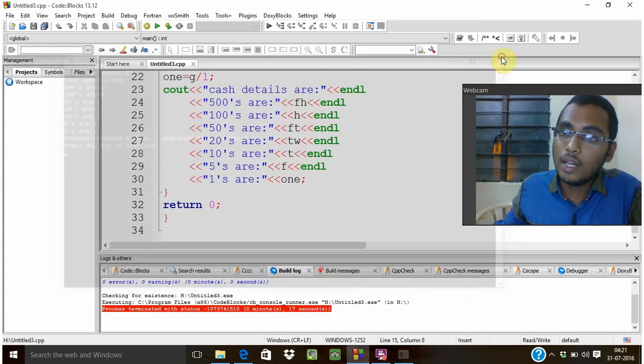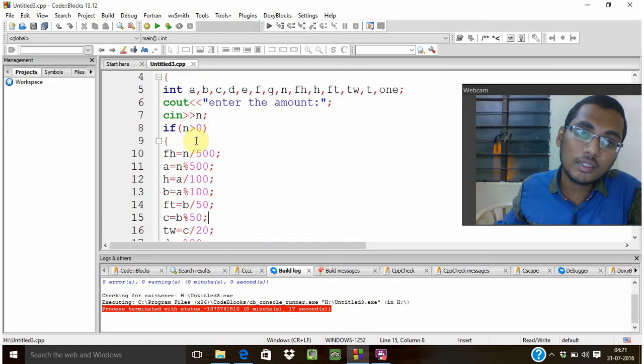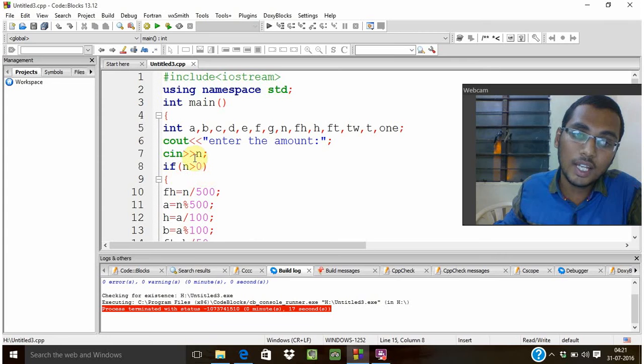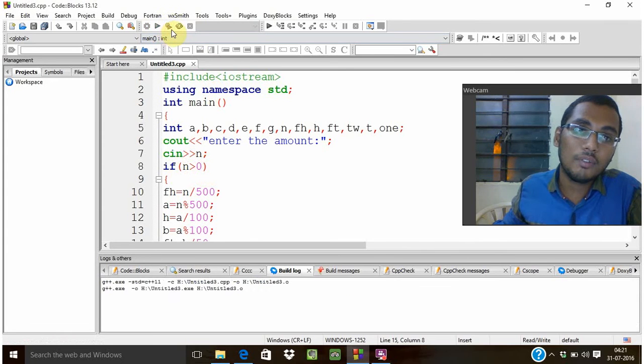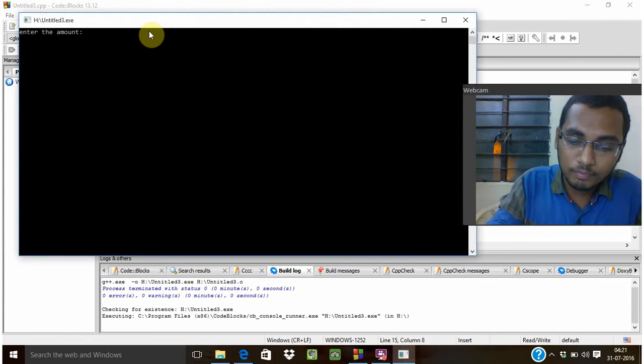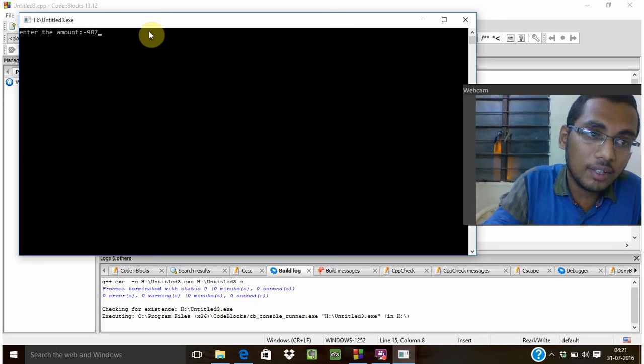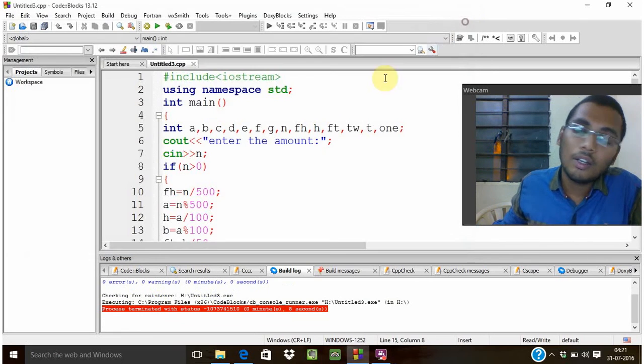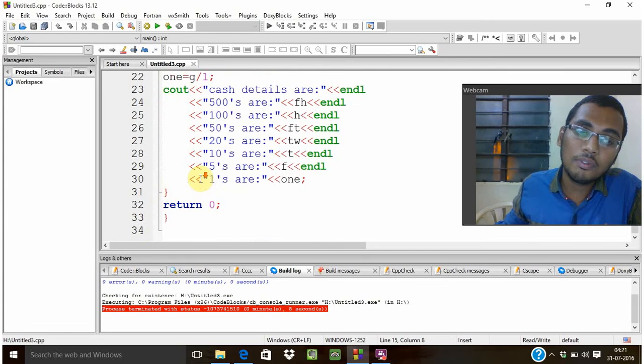And if we enter an amount that is less than 0, if n is greater than 0, this whole block will be executed. If n is less than 0, then what will happen we shall see. That is minus 987. No result will be displayed because only if n is greater than 0 it gives the values, if not it returns nothing.